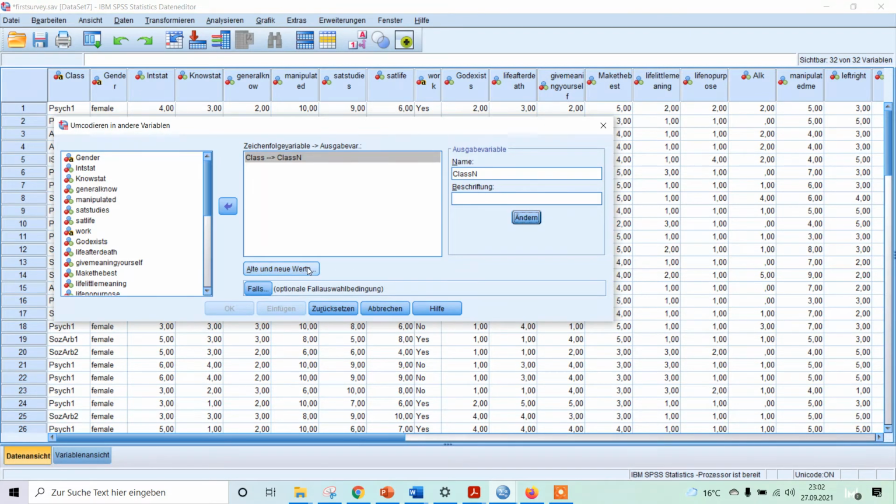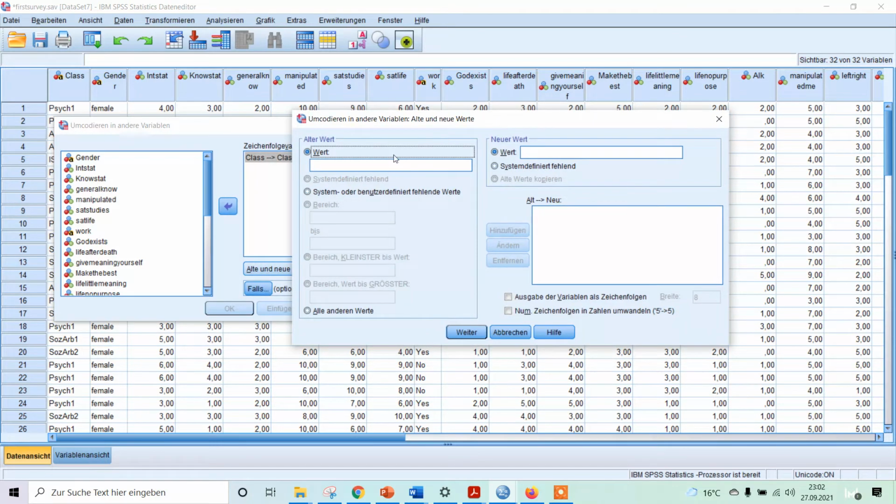And here old and new values. So here, let's say we want to have social work 1 should be the 1, then social work 2, soziale Arbeit 2, should be the 2, psychology 1 should be the 3, Alba should be the 4, don't forget the add, and ESM is the last of the 5 classes, should be the 5. Add and continue.